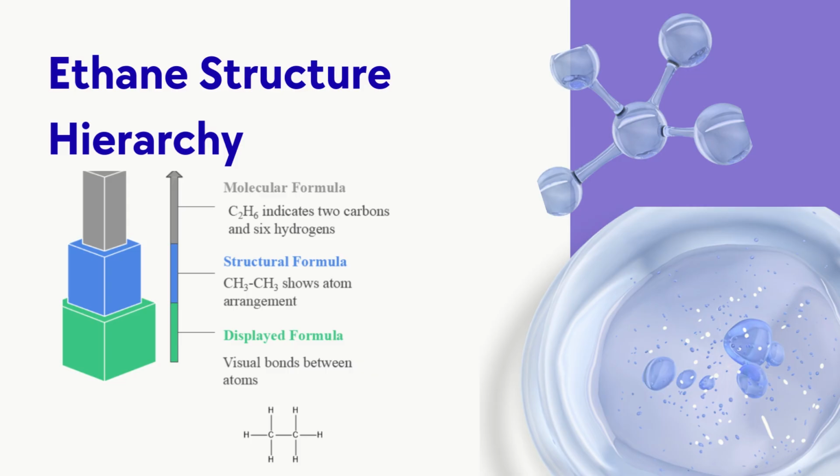The displayed formula is the most detailed representation. It shows the spatial arrangement of all the atoms and every single covalent bond in the molecule. It tells us that each carbon atom is bonded to 3 hydrogen atoms and 1 other carbon atom, and that all the bonds are single covalent bonds.